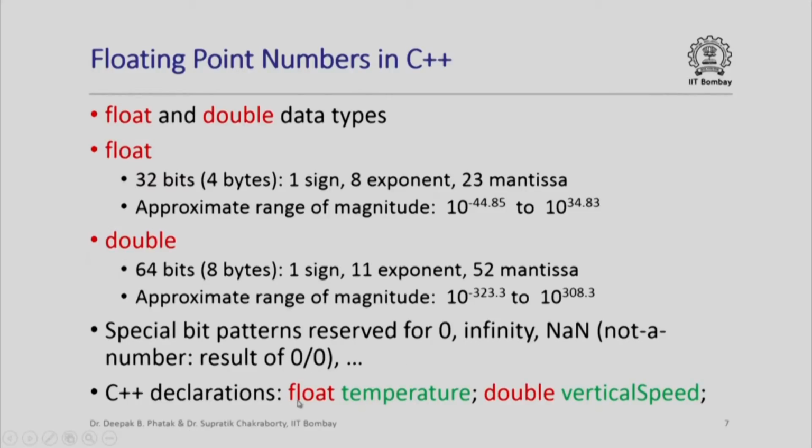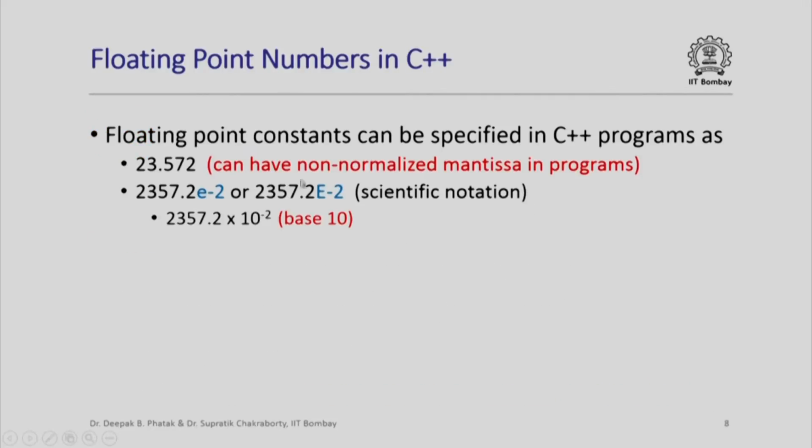In C++, you put this data type keyword float, then you give the name of the variable, or you put the data type keyword double and then you give the name of the variable. How do you represent floating point constants in C++ programs? We can represent them the usual way, and in a C++ program it is not necessary for you to write the mantissa in the normalized form. When the computer stores it internally, it will store it in its normalized form.